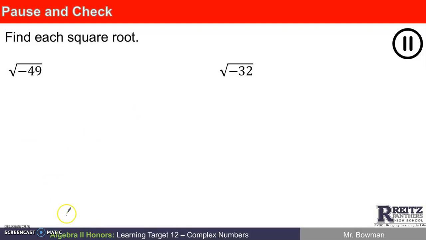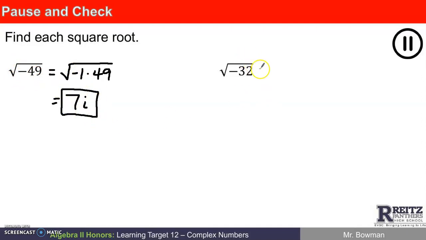To simplify the square root of negative 49, I hope you either wrote out or recognized that negative 49 could be written as negative 1 times 49. And we know what the square root of both of those numbers is. The square root of 49 is 7. The square root of negative 1 is i. So the square root of negative 49 is 7i.